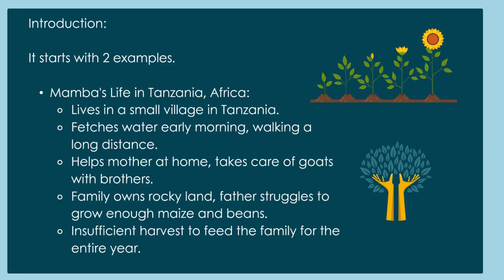Introduction. It starts with two examples. First one, Mamba's life in Tanzania, Africa. He lives in a small village in Tanzania, fetches water early morning, walking a long distance. Helps mother at home, takes care of goats with brothers. Family owns rocky land. Father struggles to grow enough maize and beans, insufficient harvest to feed the family for the entire year.